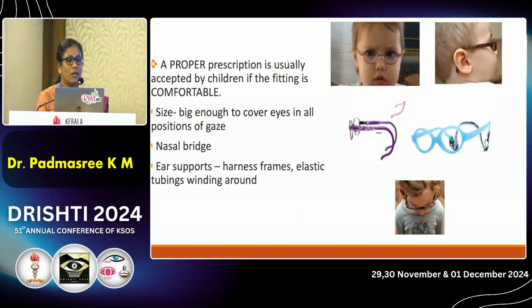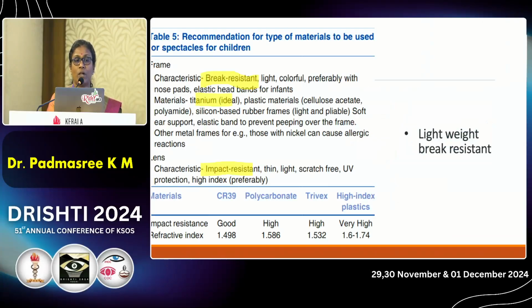So after your prescription, it should be properly fitted so that the child will comfortably wear it. We have to look at the size of the spectacle, which should be big enough to cover the eyes in all positions of gaze, and the nasal bridge should be broad and comfortable for the child. Ear supports should be comfortable, and that makes sure that the spectacle does not fall forwards and fits in place.